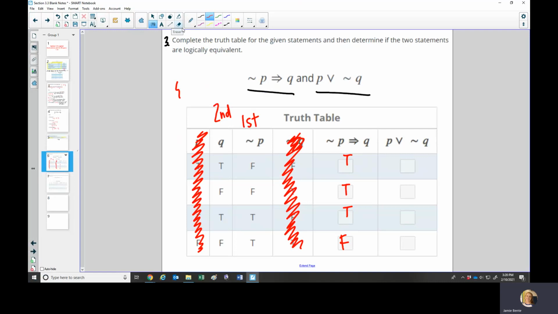All right, so let's now erase these squiggles because we're going to need to block out two other columns. Let's try this again.